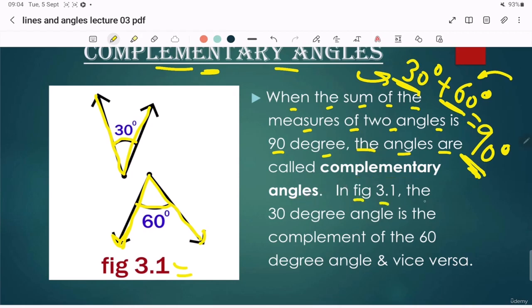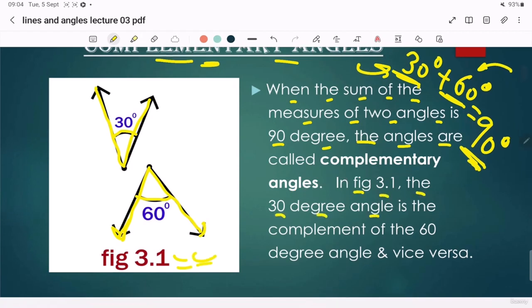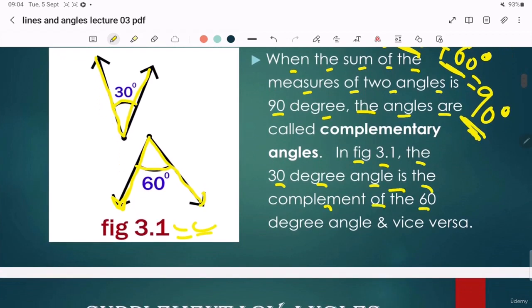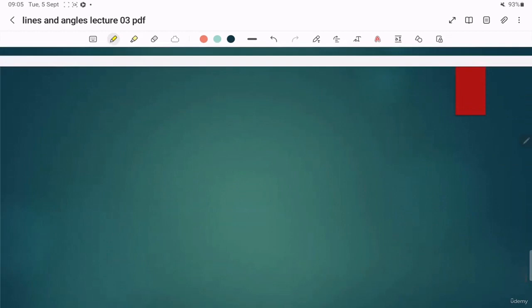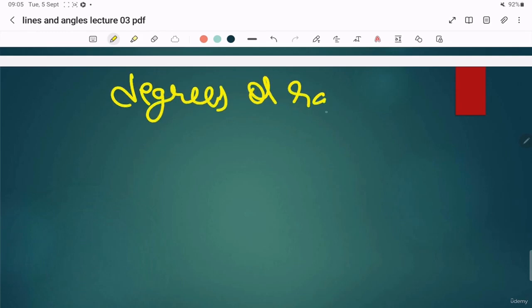In figure 3.1, the 30 degree angle is the complement of the 60 degree angle. As these two angles are complementary angles, we can say the 30 degree angle is the complement of the 60 degree angle. And vice versa is also true, that is, the 60 degree angle is the complement of the 30 degree angle. We always measure angles in degrees or radians. In this video, we will only study angles in degrees.